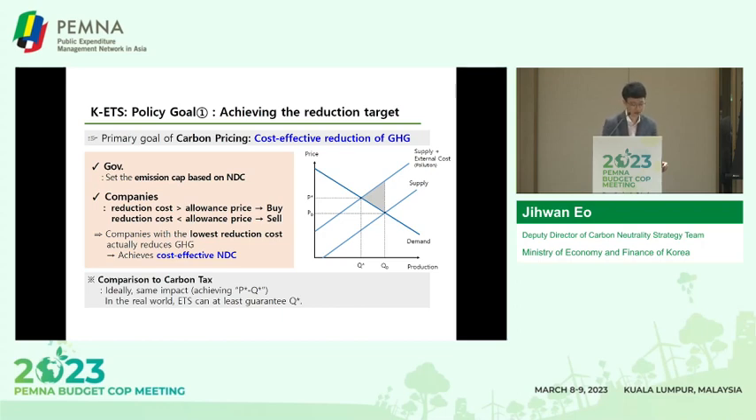How ETS works is by setting the emission cap so that the Q star, the optimum production level, can be achieved. In the real world, the cap is often set based on the National Determined Contribution, or NDC. Meanwhile, the participating companies decide on whether to buy or sell the allowance based on its reduction cost and the market price of allowances. So in the end, the companies with the lowest reduction cost end up reducing greenhouse gases, and thereby NDC is achieved cost effectively.